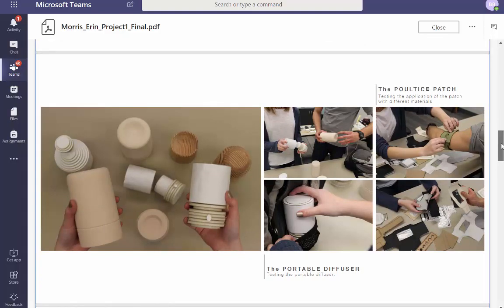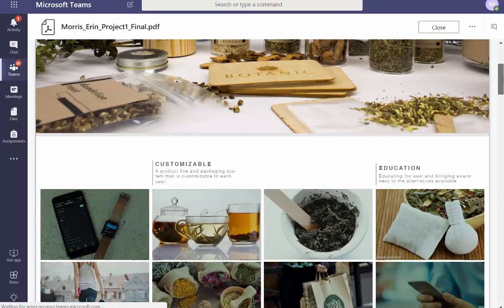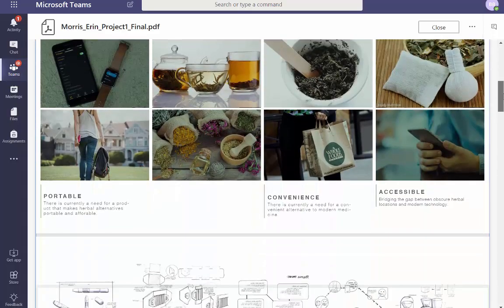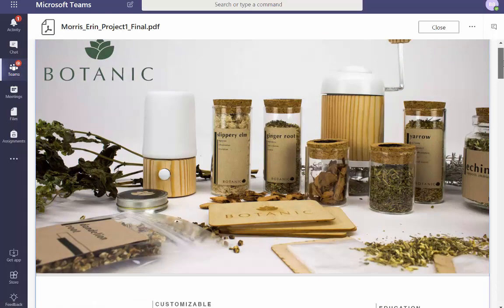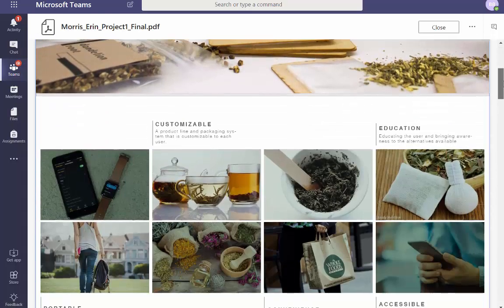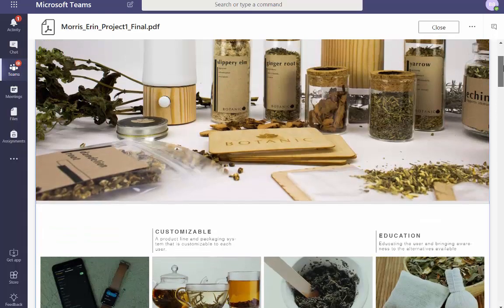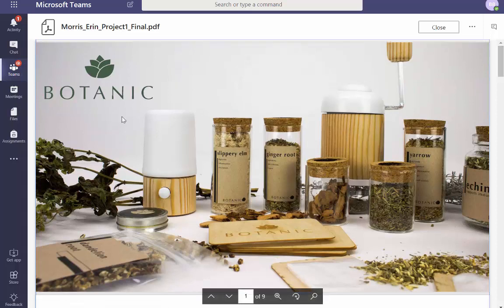Poultice patch. So what are we trying to solve? Customize, educate, convenience. What is botanic? Maybe it's a 12-week project to explore launching a natural goods remedy line, something like that. Give me a little bit more context. I'm assuming this is what it is. I don't want to assume. I want you to be explicit.